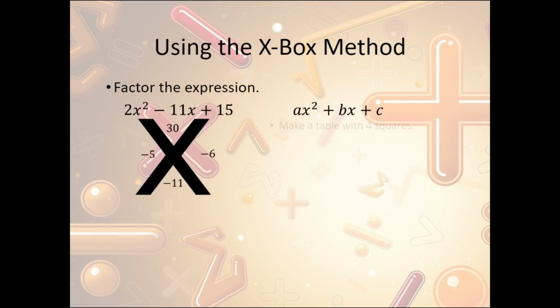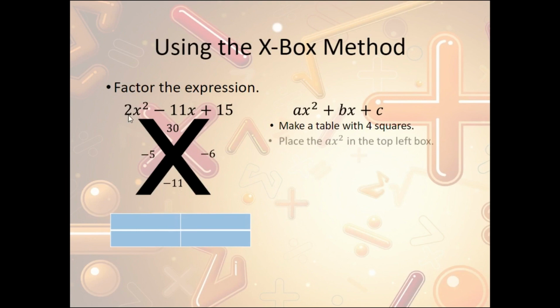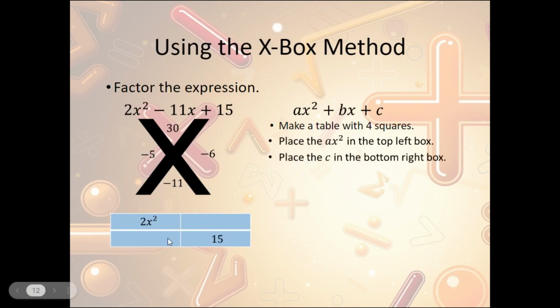Now we move to the box part. So there's our box, and we put in 8x squared here in the top left. So this is 2x squared. And we place c in here in the bottom right. So that's 15, so that goes there. Then we place these parts here. So negative 5x and negative 6x go in each of these boxes. And again, it doesn't matter which one goes where.